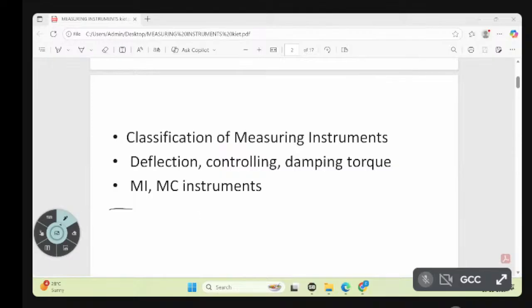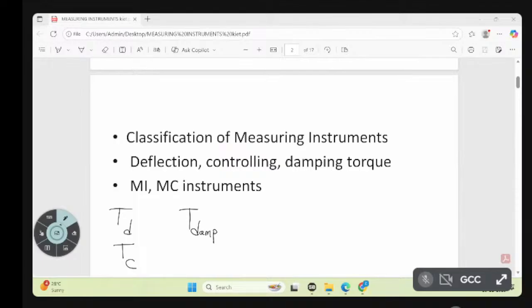One is called deflecting torque. Next one is called controlling torque. Third one is called damping torque. These three torques are available in any analog instrument, not a digital instrument. If you know the speedometer, then you are able to understand the analog instruments.